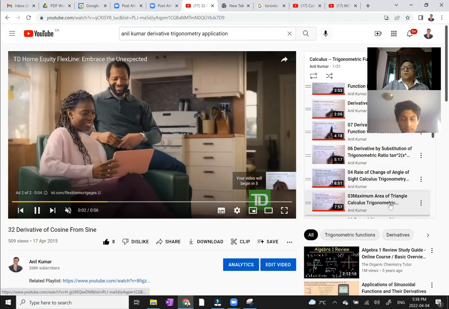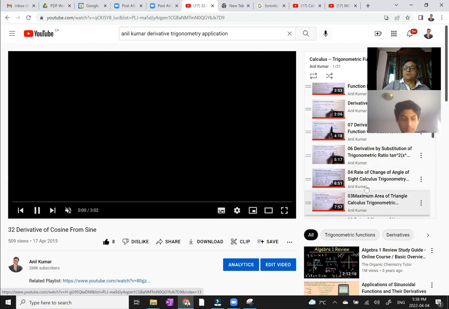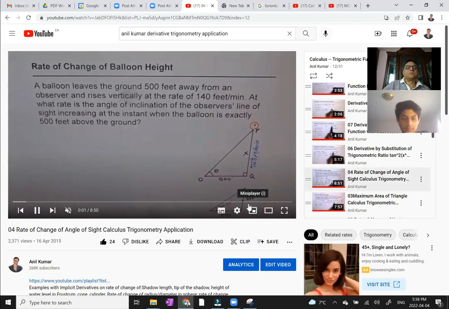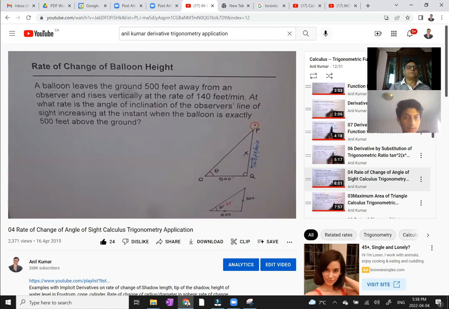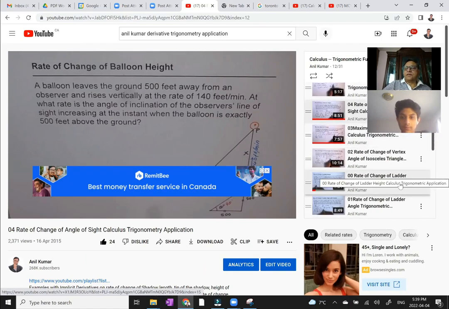So rate of change questions are also there, based on which we could find some questions. Please read this question. A balloon leaves the ground 500 feet away from an observer and rises vertically at the rate of 140 feet per minute. At what rate is the angle of inclination of the observer's line of sight increasing at the instant when the balloon is exactly 500 feet above the ground? A simple question like you had in rate of change earlier, right? So those kind of questions.